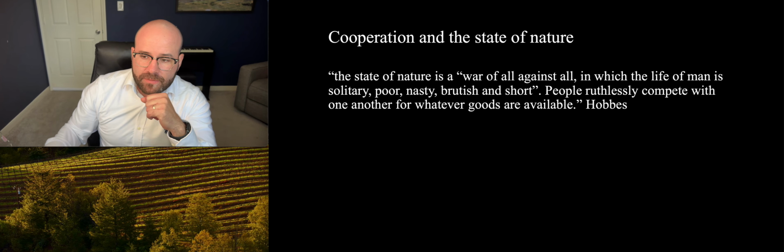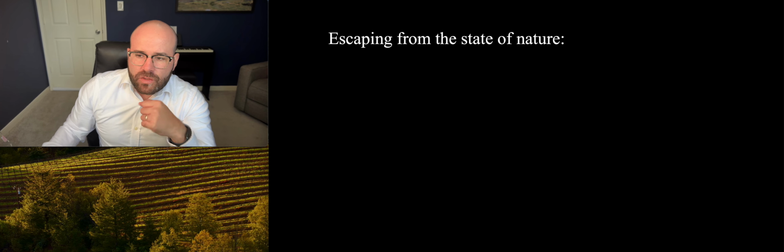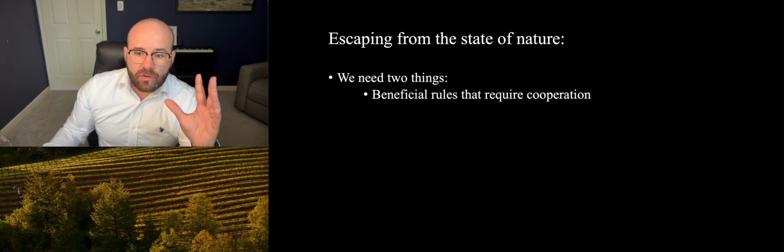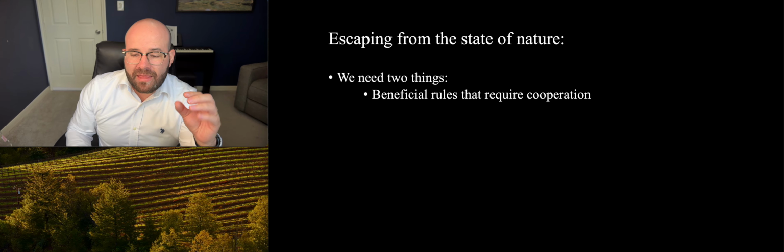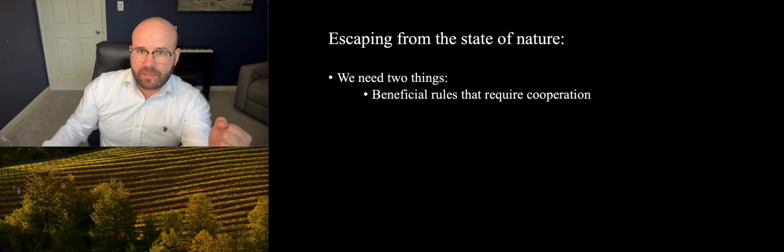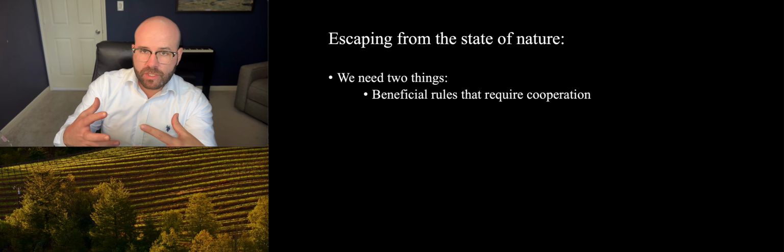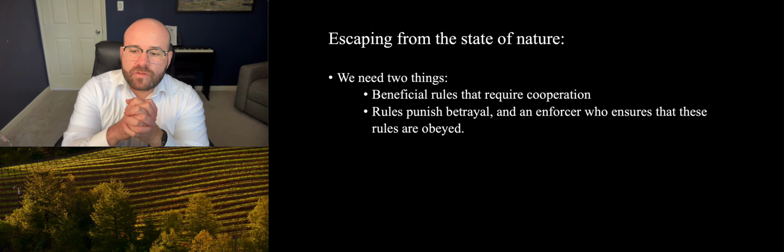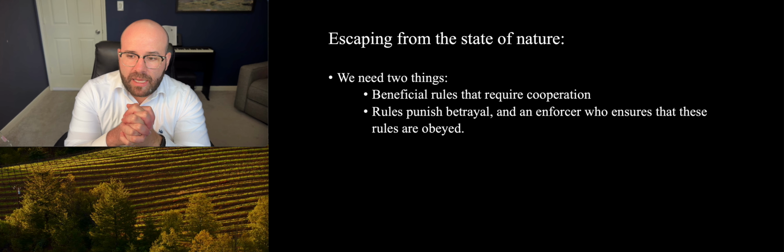And so according to Hobbes and the social contract tradition, the way for us to escape from the state of nature, which is the worst possible state, is that we need two things. First, we need beneficial rules that require cooperation, right? That require multiple individuals to abide by. And we need rules that punish betrayal and an enforcer who ensures that these rules are obeyed.